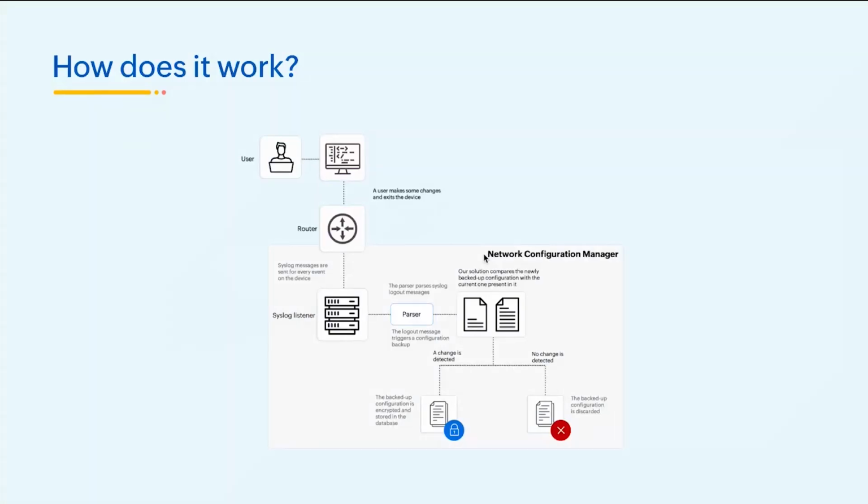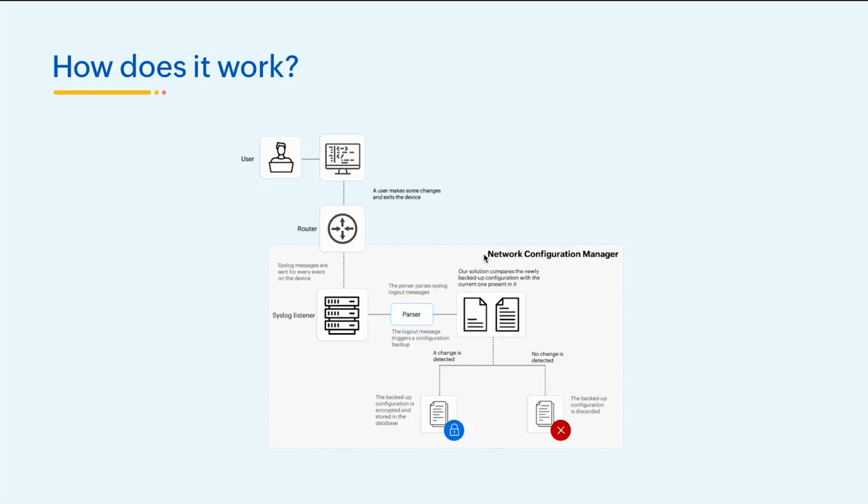Let's say that a user logs into a device, makes some changes and then logs out, and a logout message is immediately sent using the syslog listener. As soon as this message is received, NCM will back up the current configuration and compare it with the previous configuration file. If any changes are detected, the new configuration will be saved as a new version. If there are no changes, the backed up version will not be saved and will be discarded. This is how automatic change detection works.